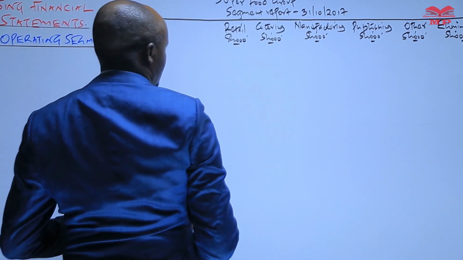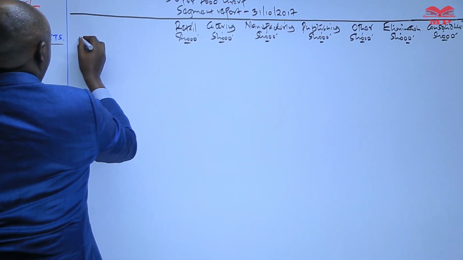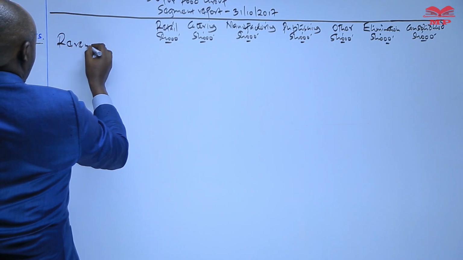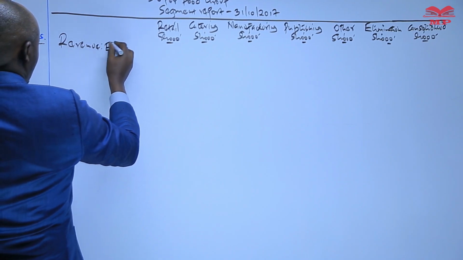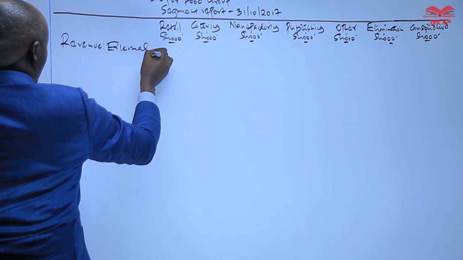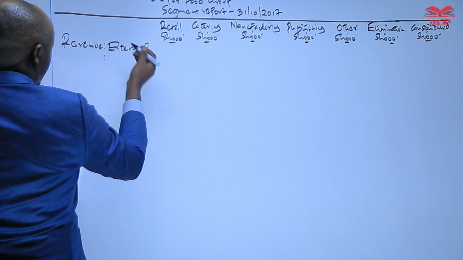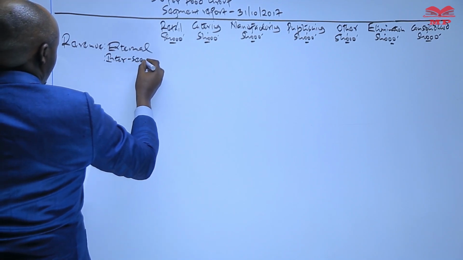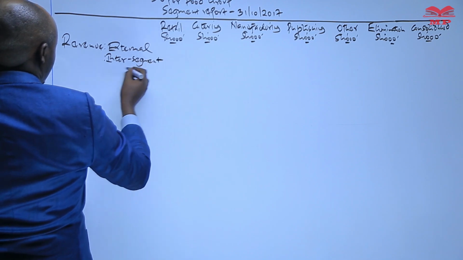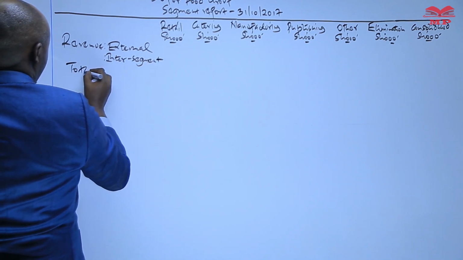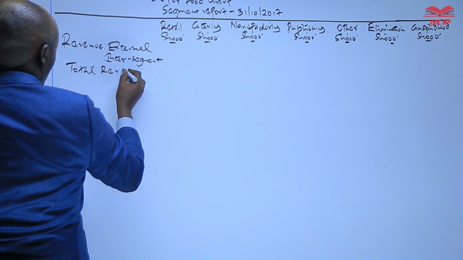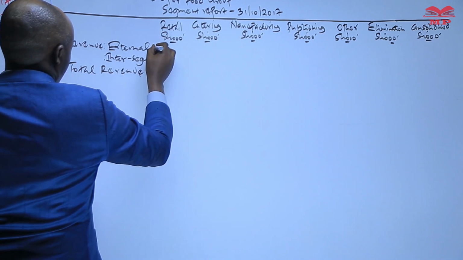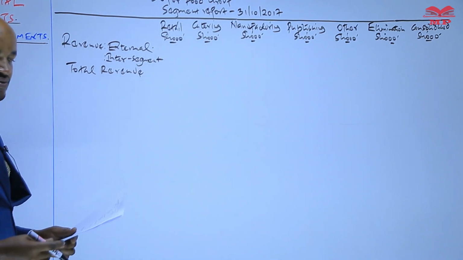Then what do we start with here? We always start by recording the revenue, where we record both external revenue and internal revenue. Internal is also known as the inter-segment revenue. After adding these two, we are going to have the total revenue. After adding the external and also inter-segment revenue, we have the total.